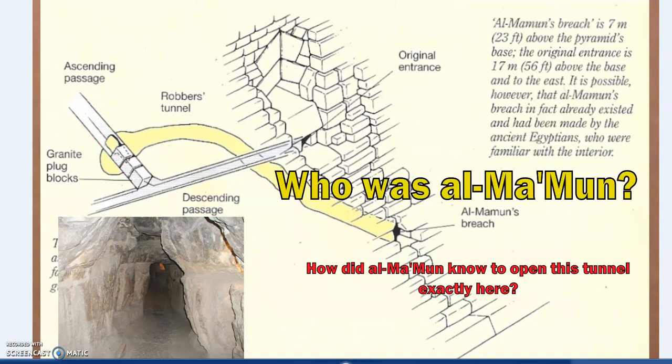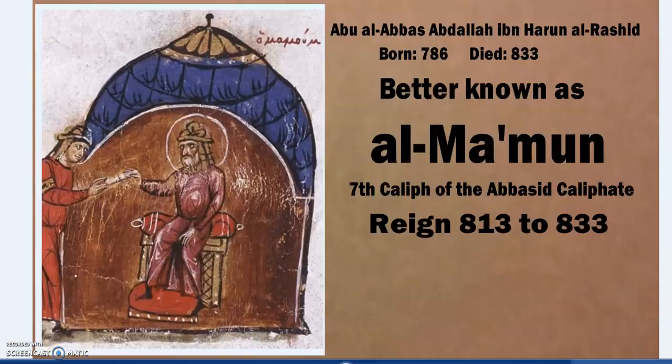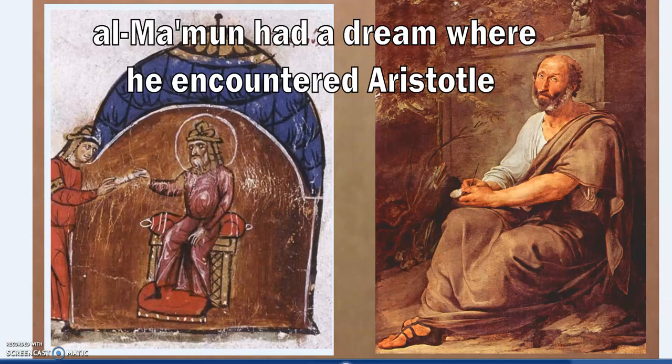Interesting questions. But then I think the interesting question is, this is spoken about, but who was Al Mamoon? And this was an important feature. Abu al-Abbas Abdullah ibn Harun al-Rashid, born 786, died 833, better known to the world as Al Mamoon. He was the seventh caliph of the Abbasid Caliphate centered in Baghdad. He reigned 813 to 833. Now, what's not widely reported is that Al Mamoon had a dream where he spoke to Aristotle.